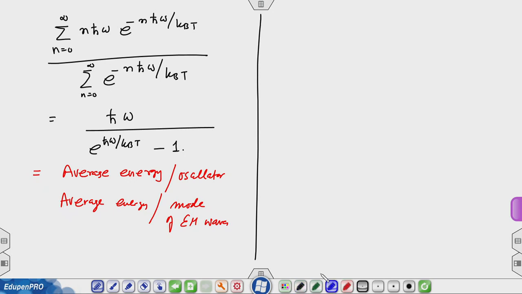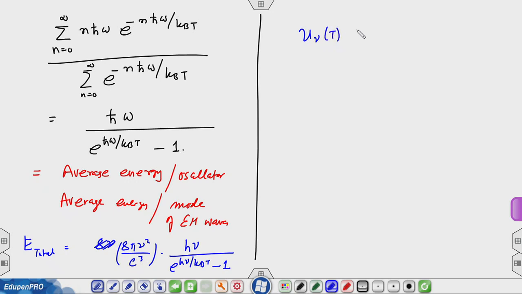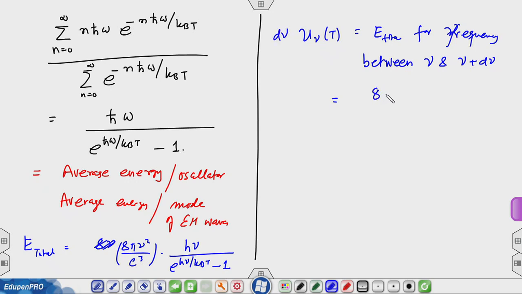Total energy, therefore, E total is going to be the number of modes between nu and nu plus d nu. So, E nu equals 8 pi nu square over c cubed, we will see how it comes, and then the average energy, which is h cross omega, or I can write this as h nu over e raised to h nu over kBT minus 1. So, this u nu T is equal to this E total for frequency between nu and nu plus d nu, which is 8 pi nu square over c cubed, h nu over e raised to h nu over kBT minus 1, and then there is this d nu.